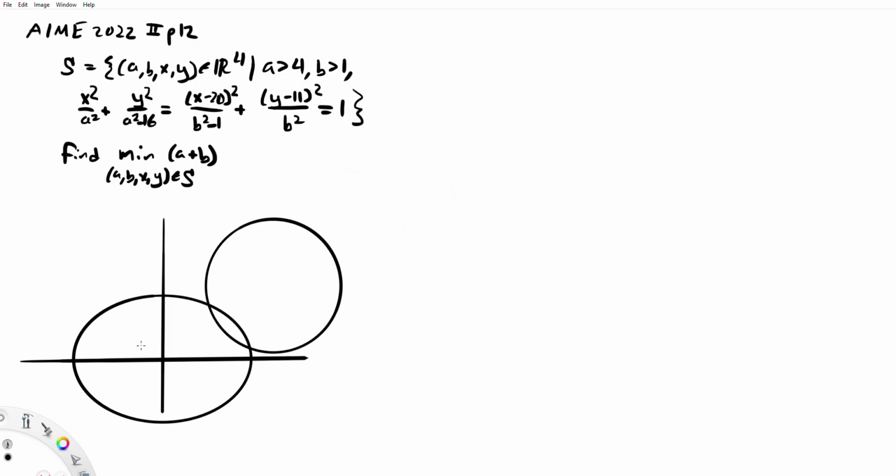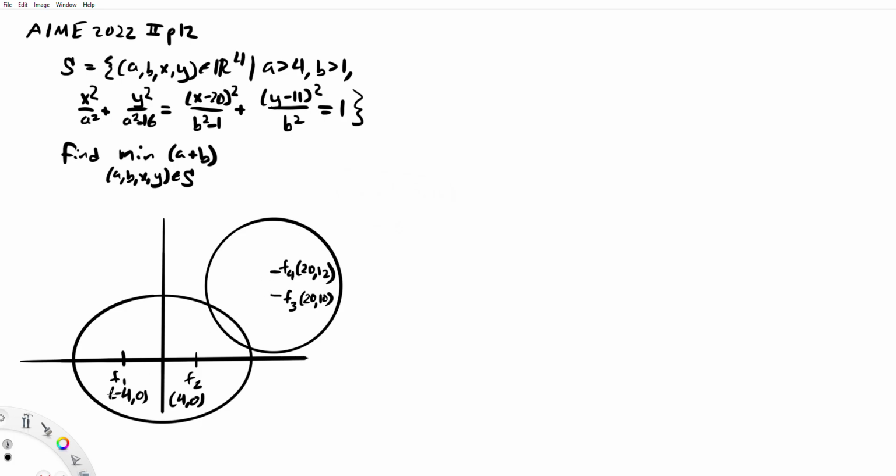So we can put focus 1 here at (-4, 0), focus 2 at (4, 0), and then for the other ellipse it's going to be taller than it is wide, so its foci will be along a vertical line, and the center's at (20, 11), so 1 down from that will be F3 at (20, 10). And then up here will be F4 at (20, 12). Great.